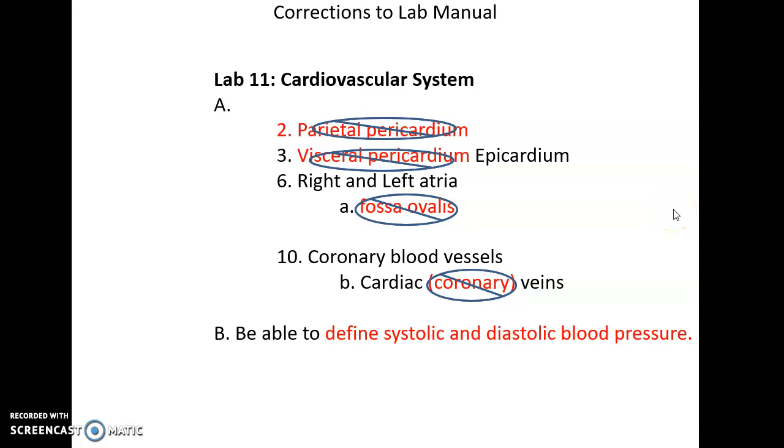All right, this is Lab 11, Cardiovascular System. It starts on page 119. Things you can cross off. You can cross off parietal pericardium and visceral pericardium.